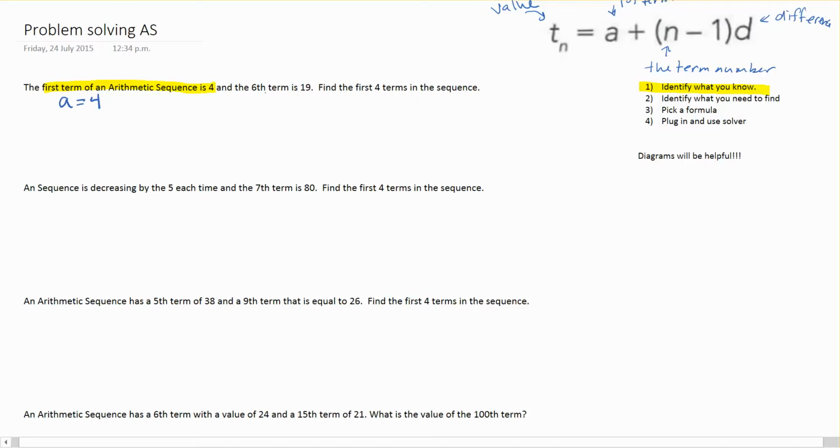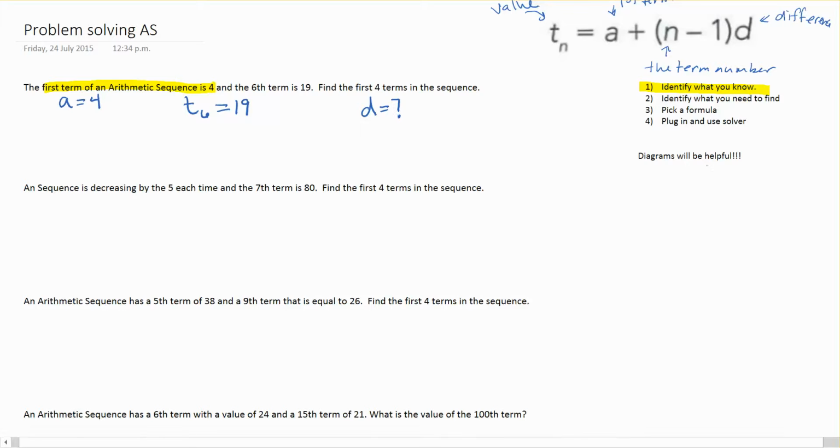Okay, so what does that mean? That means the sixth term in the sequence is 19. I can write that as t with a little 6, because it's the sixth term, is equal to 19. And they're wanting us to find the first 4 terms in the sequence. So this is kind of all I've got out of here. But what I don't know, or what I need to find, are these bits here. I don't know what d is. And if I knew what d was, then I could probably figure out how to answer this question.